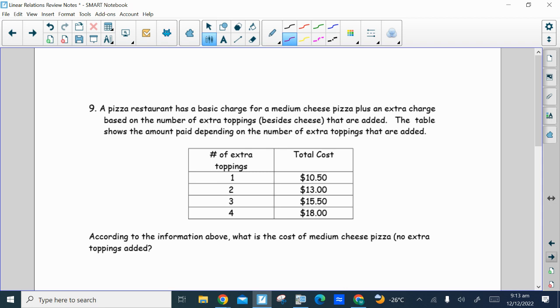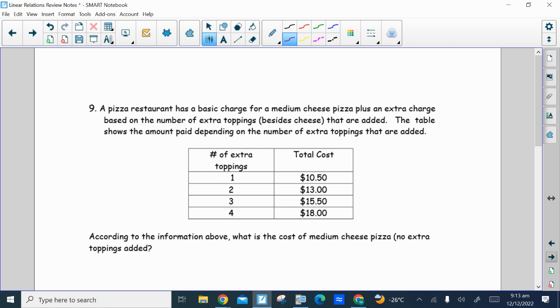Number 9 says a pizza restaurant has a basic charge for a medium cheese pizza plus an extra charge based on the number of extra toppings besides cheese that are added. The table shows the amount paid depending on the number of extra toppings that were added. According to the information above, what is the cost of a medium cheese pizza with no extra toppings added?